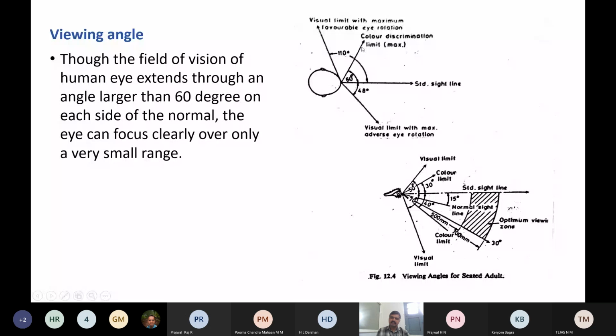So this is the representation where this is the straight line, then visual limit with maximum adverse eye rotation. So there are some angles. Okay, need not worry about these figures. What you have to consider is, so now we cannot see the full 360 degree. So we have some limitation. So there is a viewing angle. Generally it is 60 degree around left and right, but even there, we do not perceive the full 60 degree. So that we need to consider while designing.